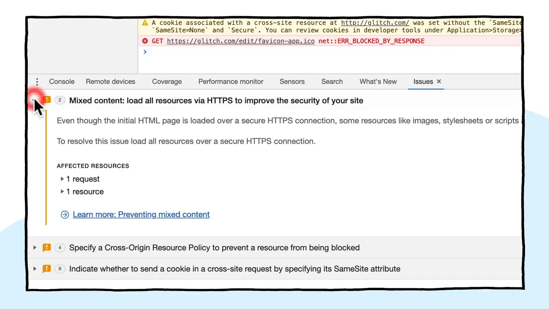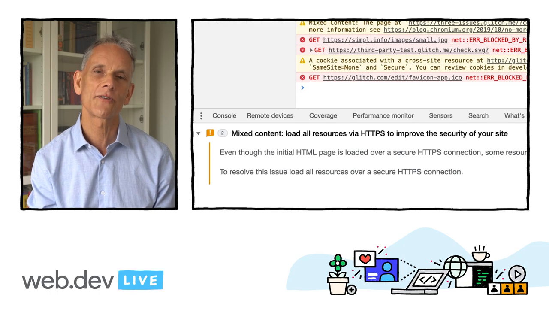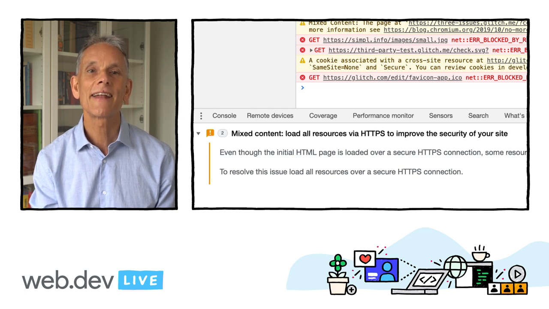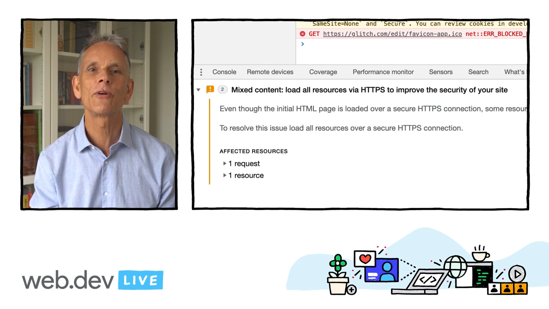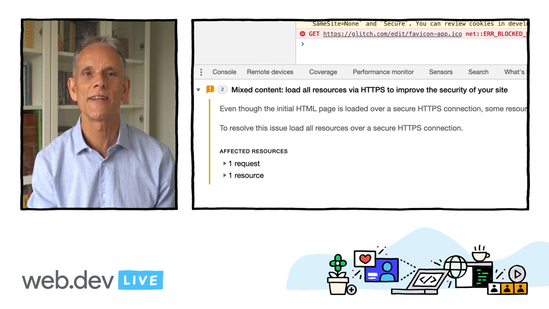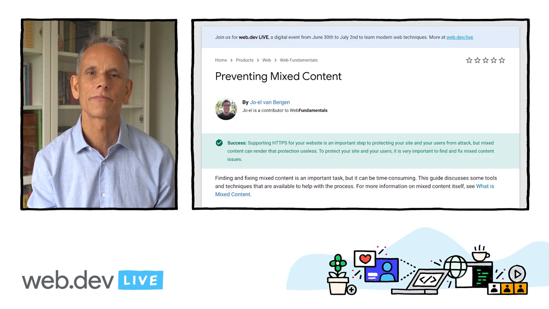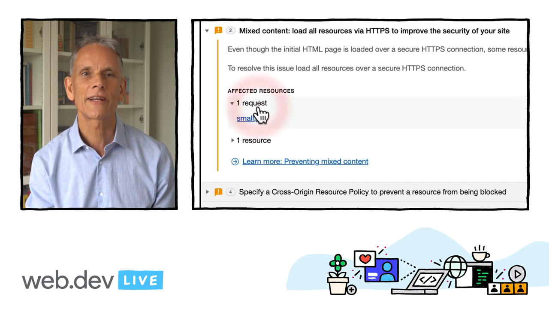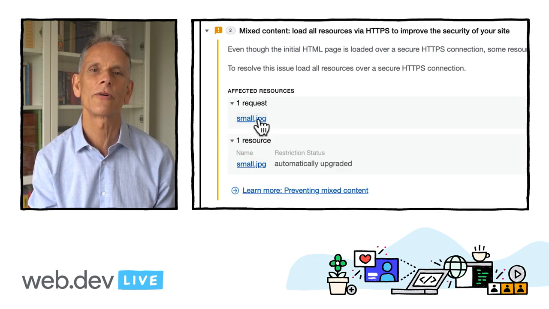So click an item in the Issues tab and you'll see that each item has four components: a headline describing the issue, a description providing the context and the solution, and an affected resources section that links to the resources within the appropriate DevTools context, such as the network panel, and also links to further guidance. Click on items within affected resources to view details. In this example, there is one cookie and one request.